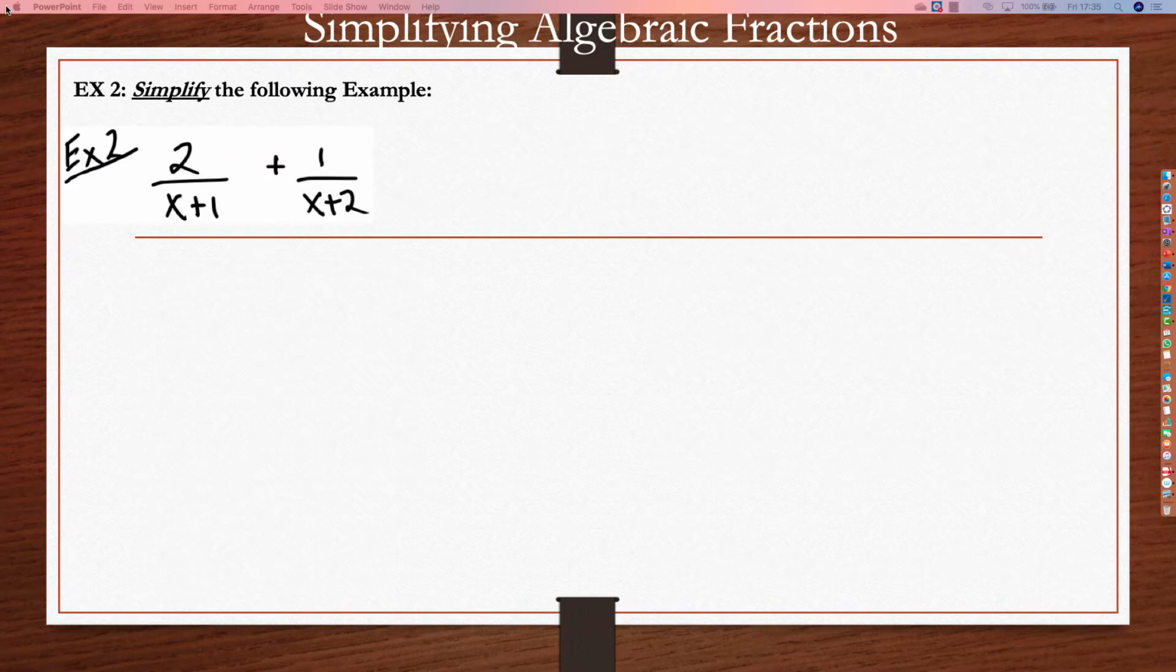Slightly different this time. What's the difference between this and that? Exactly. There's x plus 1 on the denominator and there's a number on the top line. What are we going to do? Lowest common denominator again. Exactly. And what is it going to be? x plus 1 and x plus 2. That's our bottom line, x plus 1 and x plus 2.